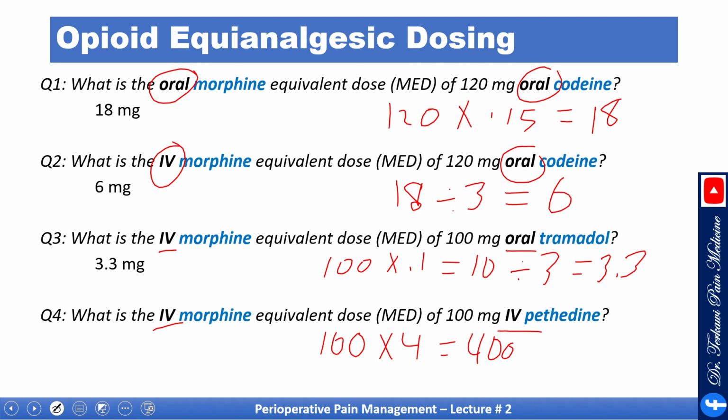Then we convert it to oral morphine, multiply the 400 by 0.1, so that's 40 milligram of oral morphine. Now we'll take that 40 and convert it to IV. What we're going to do, take 40 divided by 3, and that's equal to 13.3, right?